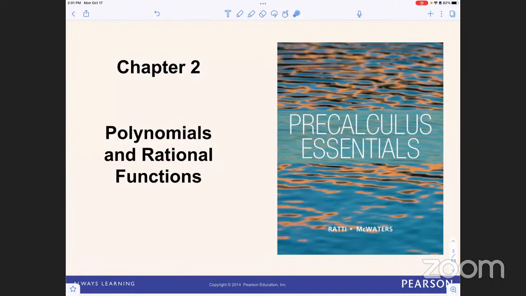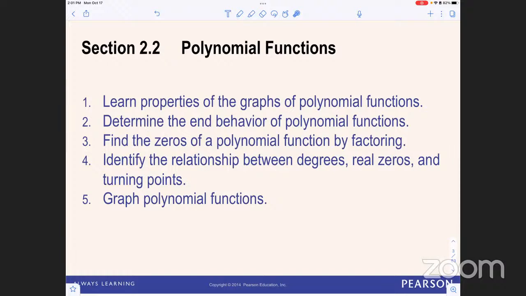But okay, so today we're going to continue chapter 2 of polynomials and rational functions, and we're going to be working on section 2.2, polynomial functions. A few objectives here. We'd like to learn properties of the graphs of polynomial functions, determine the end behavior of polynomial functions, find the zeros of a polynomial function by factoring, identify the relationship between degrees, real zeros, and turning points, and graph polynomial functions, okay?